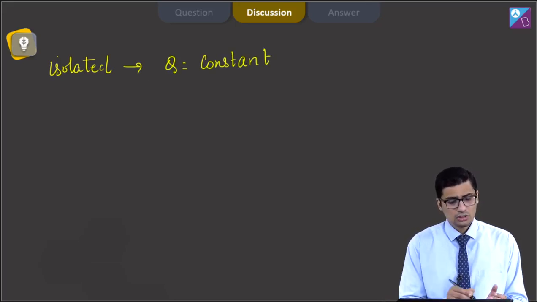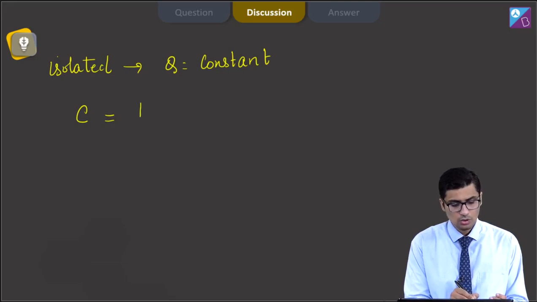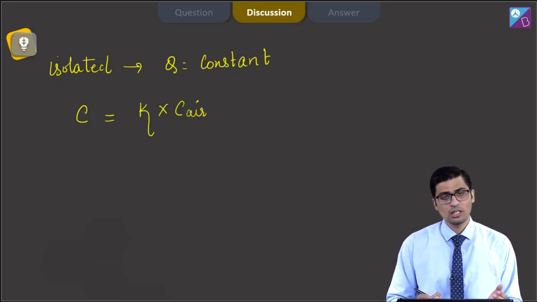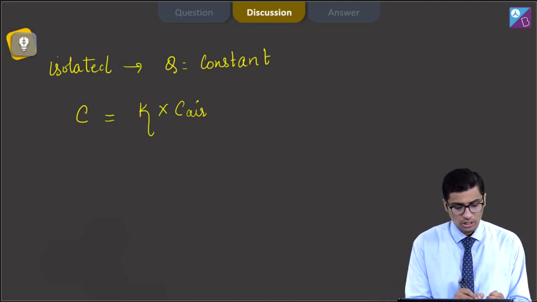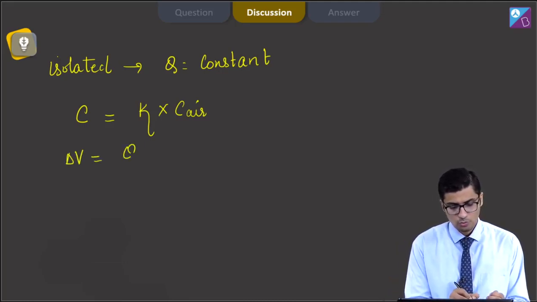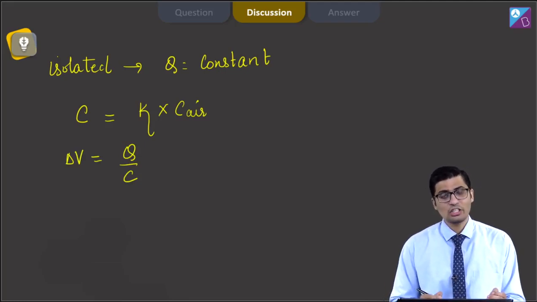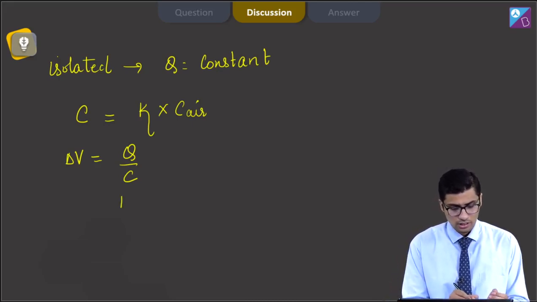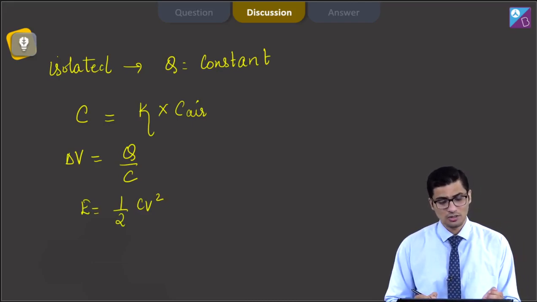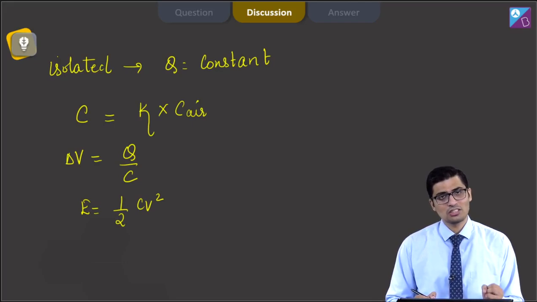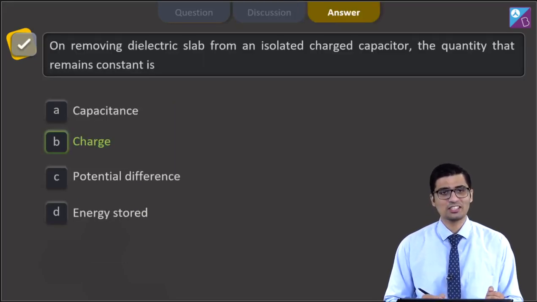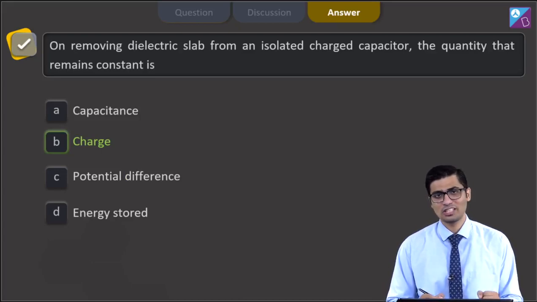Please note that the capacitance is equal to the dielectric constant multiplied by the capacitance in air. Therefore, if K becomes 1, that is, if the dielectric is removed, the capacitance will change. The potential difference, delta V, is written as Q by C. Since Q is constant and C changes, delta V also changes. And regarding the fourth option, the energy stored can be written as half CV square. Students, as C and V both are changing, therefore the energy also changes in this case. Therefore, for this question, the correct answer is B, that is charge. Now let us proceed to the next question.